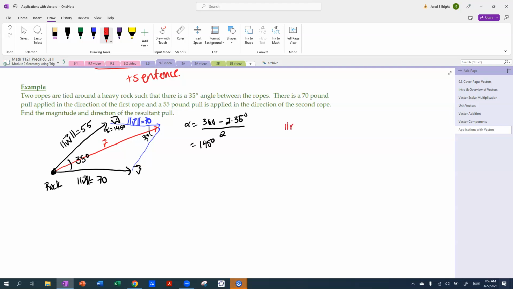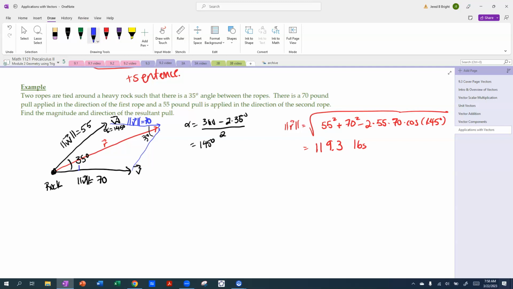So I'm just going to jump straight to it and say the magnitude of r is equal to the square root of the length of the first vector squared, so 55 squared, plus the length of the other vector squared, minus 2 times the magnitude of vector 1 times the magnitude of vector 2 times cosine of the included angle, which is 145. Then I number crunch that in my calculator and I get the magnitude of the resultant to be 119.3 pounds if I round to one decimal place. Great, so we found that, and now we need to find the direction.